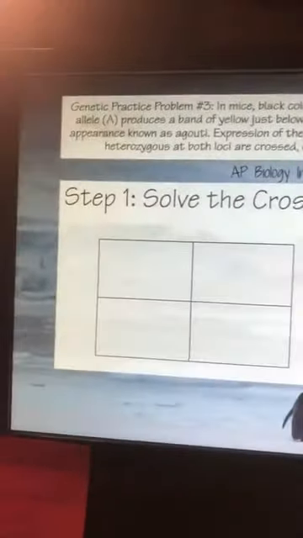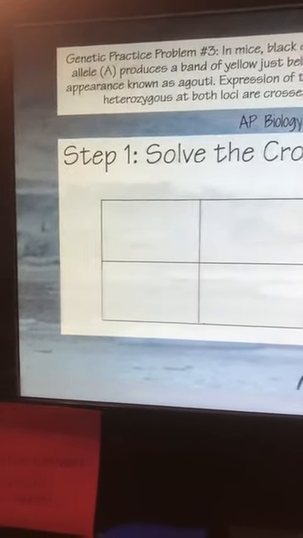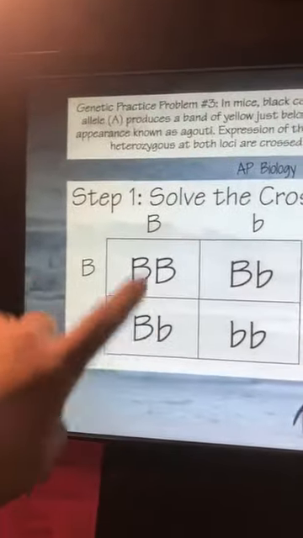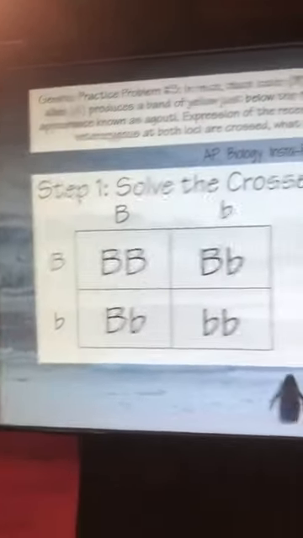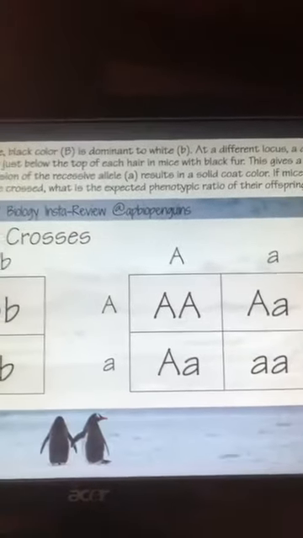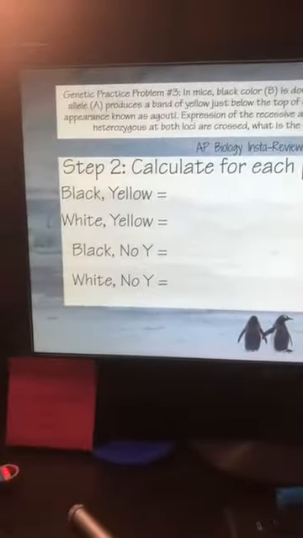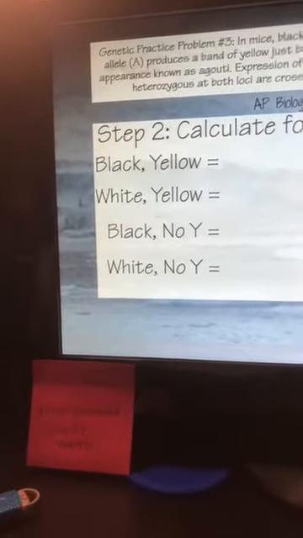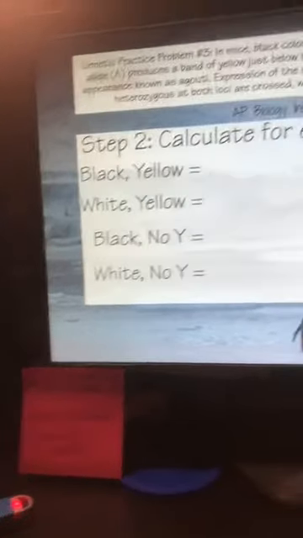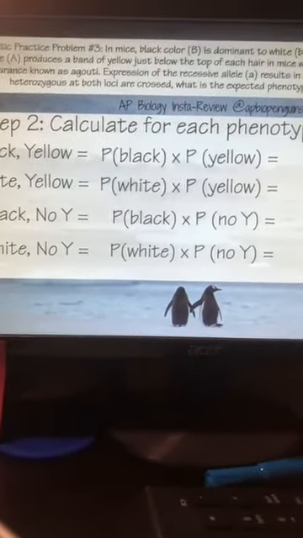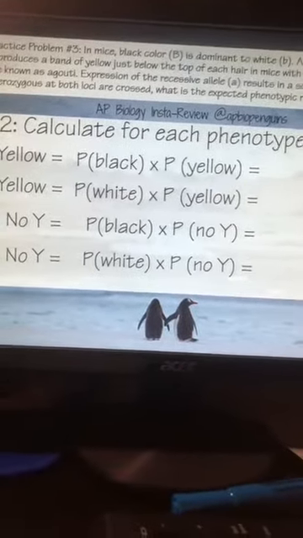So again, they want us to know if they're heterozygous at both loci, what happens. So if we cross it, nothing new here. We're just going to have 3/4 that will be black, and then 1/4 that's white. And then we're going to find that 3/4 of them will have that yellow band, and then 1/4 will not have the yellow band. So if we put those together, the same thing we did before, we have black with a yellow band, white with a yellow band, black with no yellow, and then white with no yellow. And we, again, do those ratios, the same thing we did in the last problem. I'm showing you the exact same work. It's just that I wanted to make sure that you guys can see all the problems.